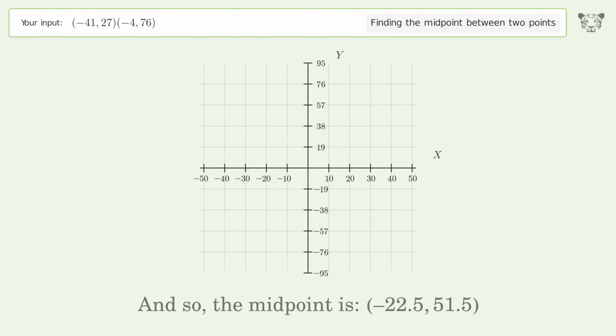And so, the midpoint is negative 22.5, 51.5.